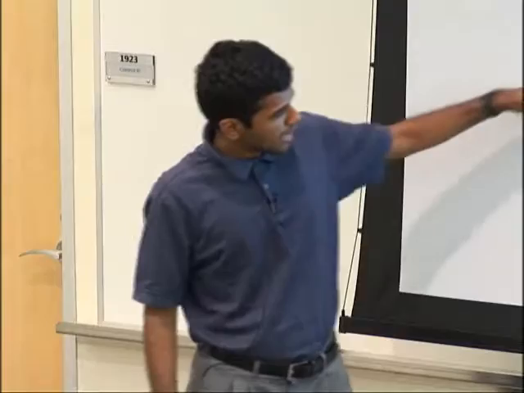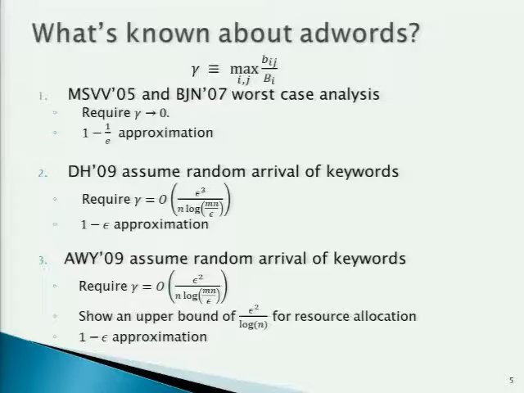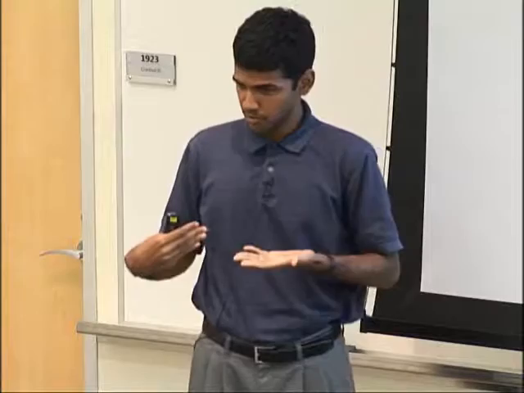Okay. So first step is what's known about the AdWords problem. All the results for the AdWords problem are going to be specified in terms of one parameter. This is basically the largest bid to budget ratio. So you take all the bids for a particular advertiser and then divide it by the budget. This is the bid to budget ratio for that advertiser. You do this for all the advertisers and take the maximum and call this gamma.